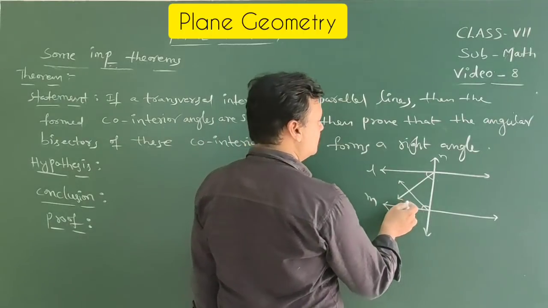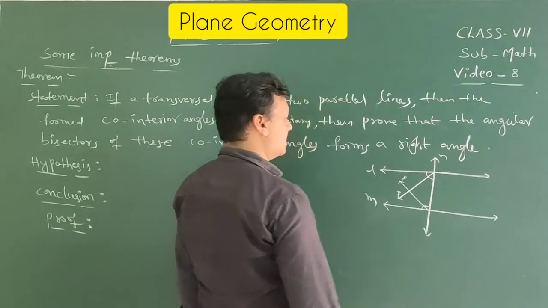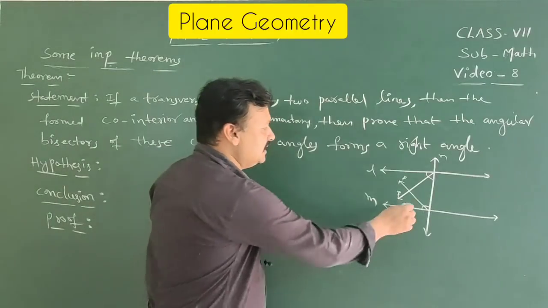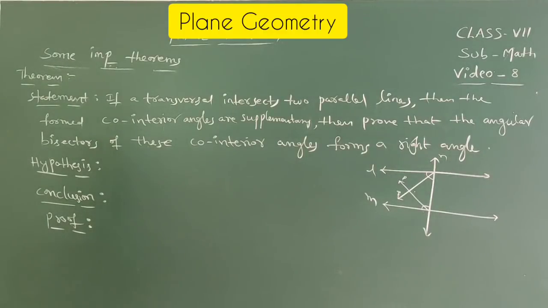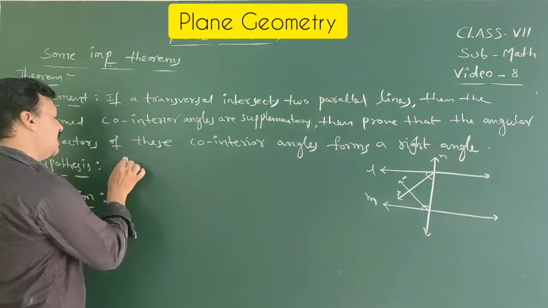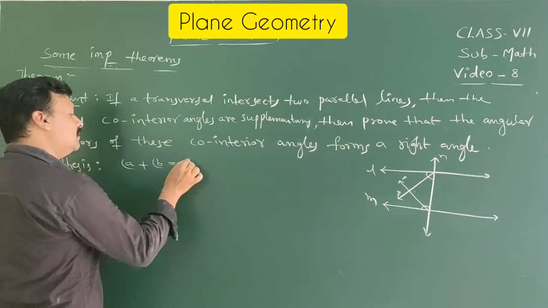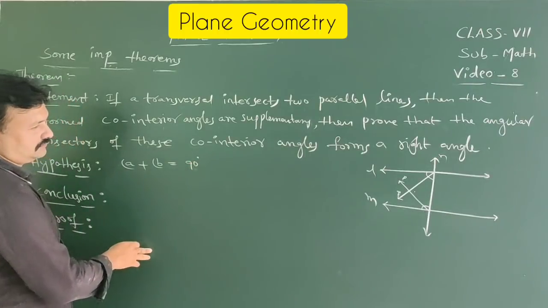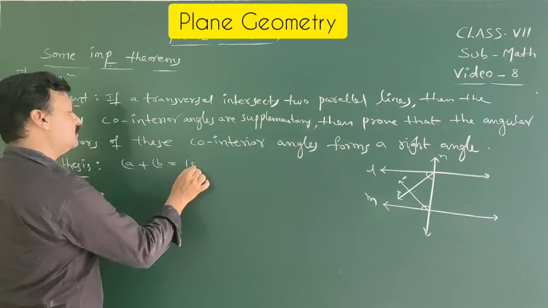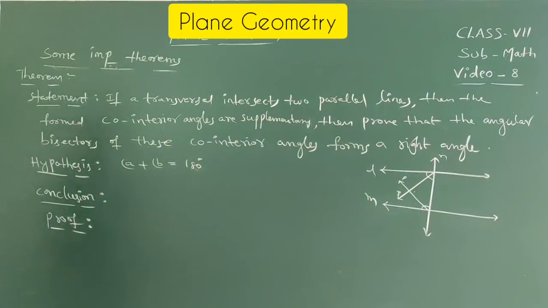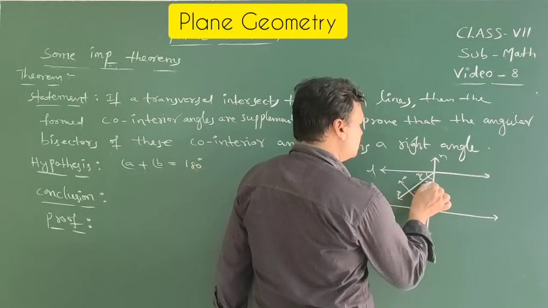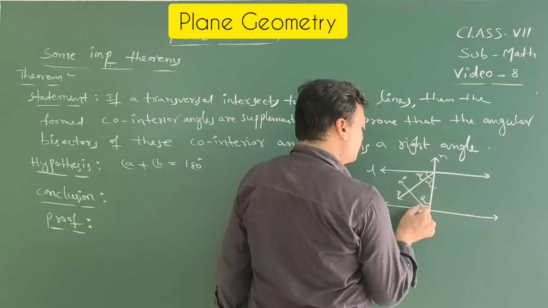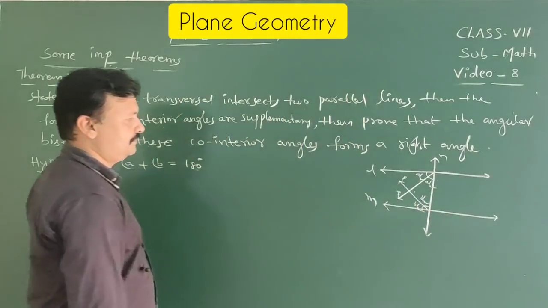Okay, we need to prove P and Q are perpendicular lines, which means we need to prove this angle is 90 degrees. Hypothesis: angle A plus angle B equals 180 degrees. They are supplementary. Here A becomes A by 2 and A by 2, and B becomes B by 2 and B by 2.